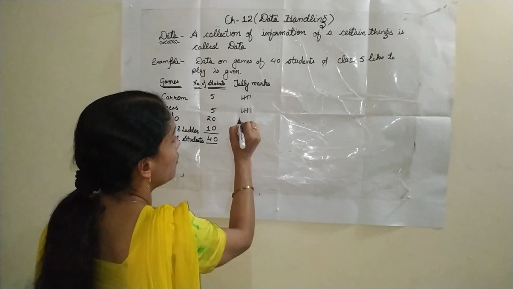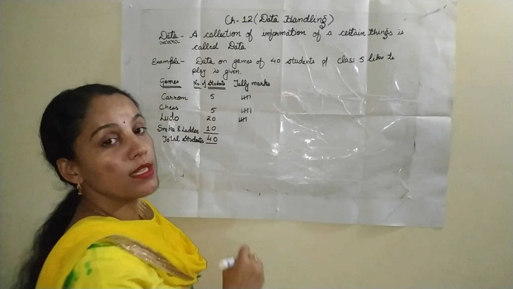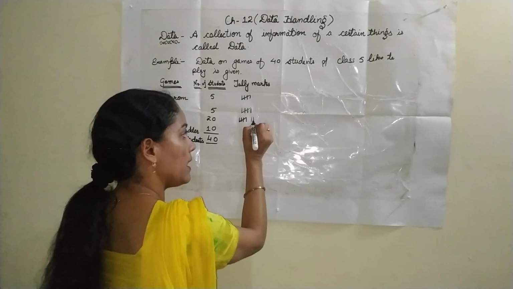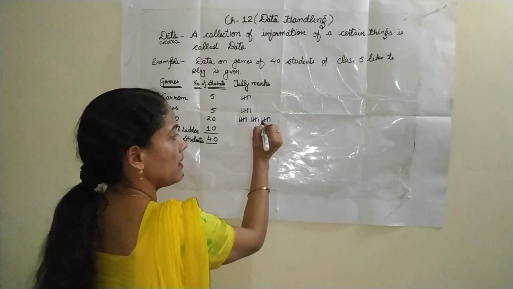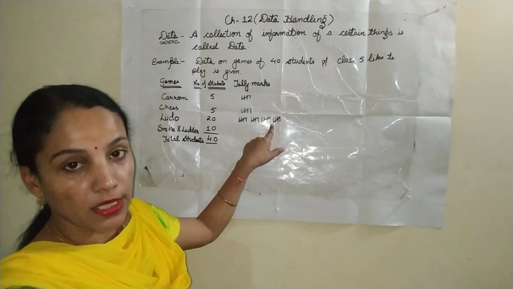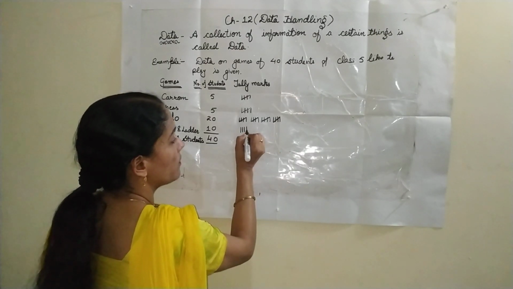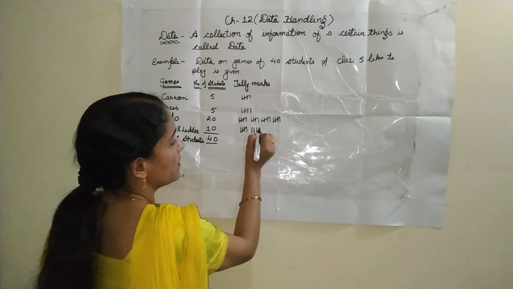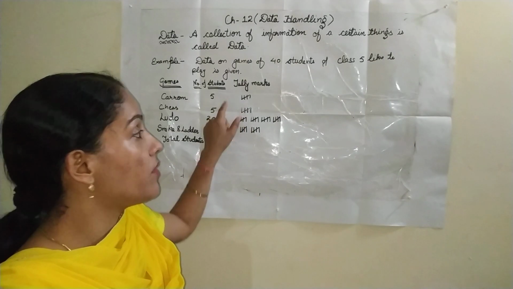Now 20 here. 1, 2, 3, 4, four standing lines and 1 slanting line. Again, and one more time. Now we are getting 20. These are 20 tally marks. And these are the 10 tally marks. Now these are the tally marks for this given data.